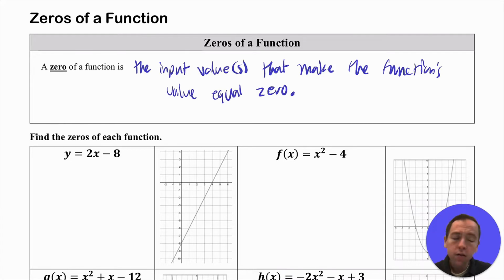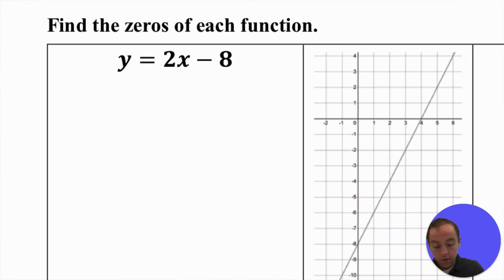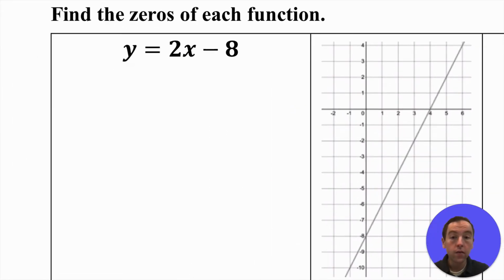In the context of a relationship between x and y, a zero would be the x value or the x values that you can plug in that's going to make your y output become 0. Taking a look at some examples, we're asked to find the zeros of each function, which means you want to find what's going to make y equal to 0.